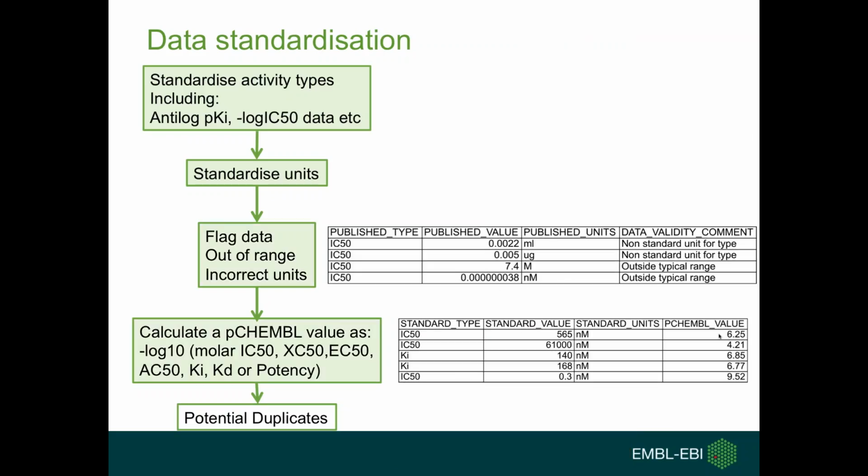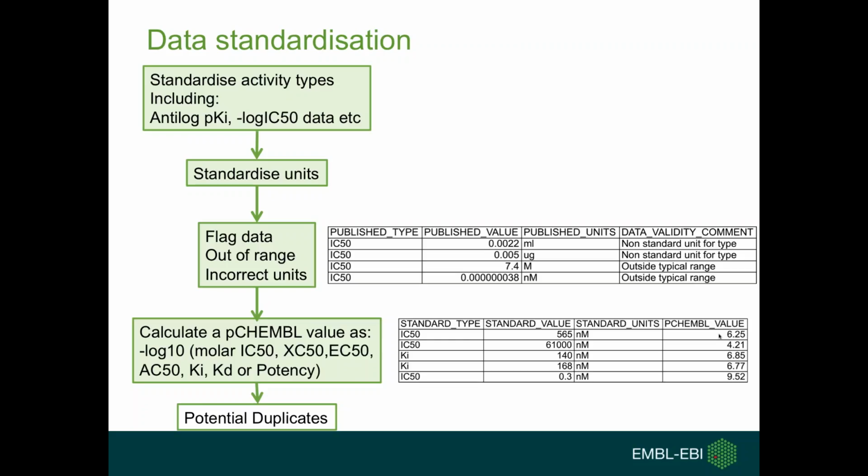We also try to flag data that could be incorrect. So we look at the units of the assays. So if you have, for example, an IC50 measurement with units of milliliters or micrograms, we'll flag this as being a non-standard unit for that activity type, so it's probably incorrect. But we need to go back to the original publications to work out if it's actually the units or the activity type that's incorrect quite often.